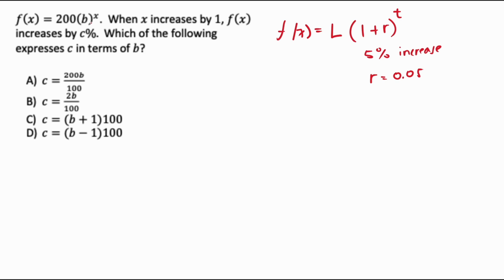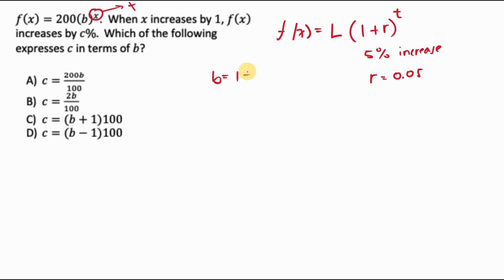So this is going to be important later on, so that's why we're writing this down here. And in this equation, you can see that instead of t, we're using x. So this x here is basically just our t. So it's not really unfamiliar, it's just a different variable. And we're told that when x increases by 1, f of x increases by c%. And then we're just looking to find c in terms of b, which b is the thing in the parentheses right here. So to solve this, first thing we have to do is set b equal to 1 plus r.